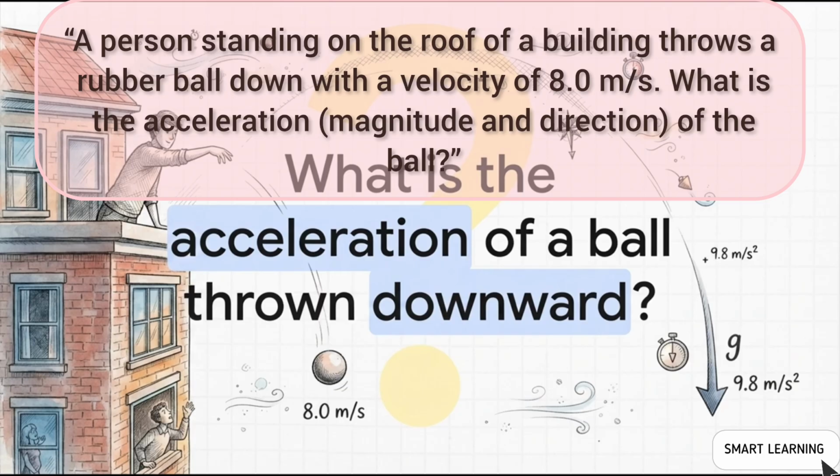Question 5. A person standing on the roof of a building throws a rubber ball down with a velocity of 8.0 meters per second.